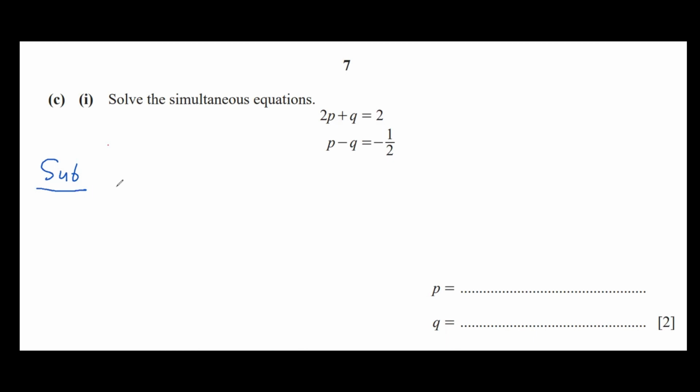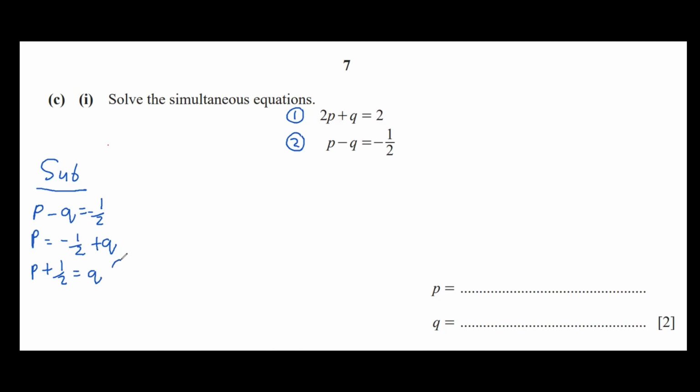What I'll probably do is label this equation 1 and this equation 2. And what I would likely do is rearrange for Q and then substitute in. So we've got P minus Q is equal to a half. I think Q will be the easy substitution because it's 2P plus Q. So P is equal to minus a half plus Q. Then we'll just bring the half over, so we've got P plus a half is equal to Q.